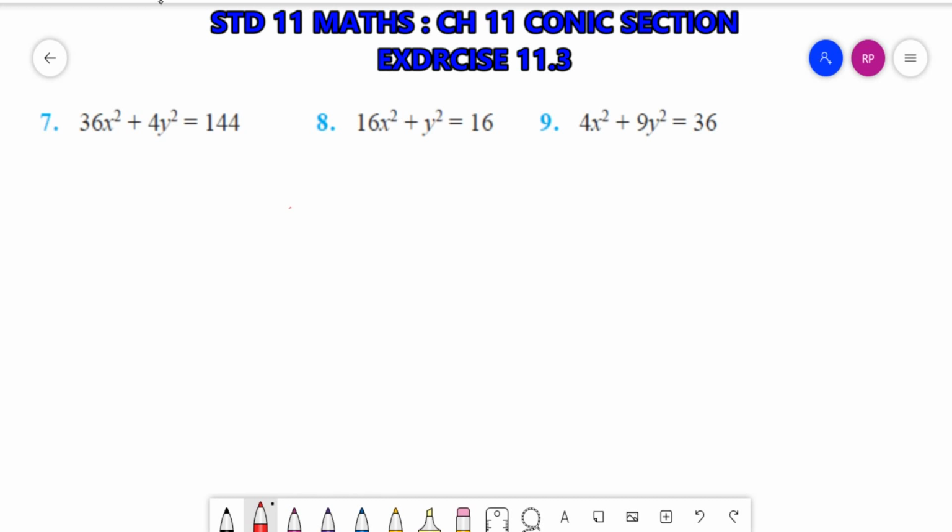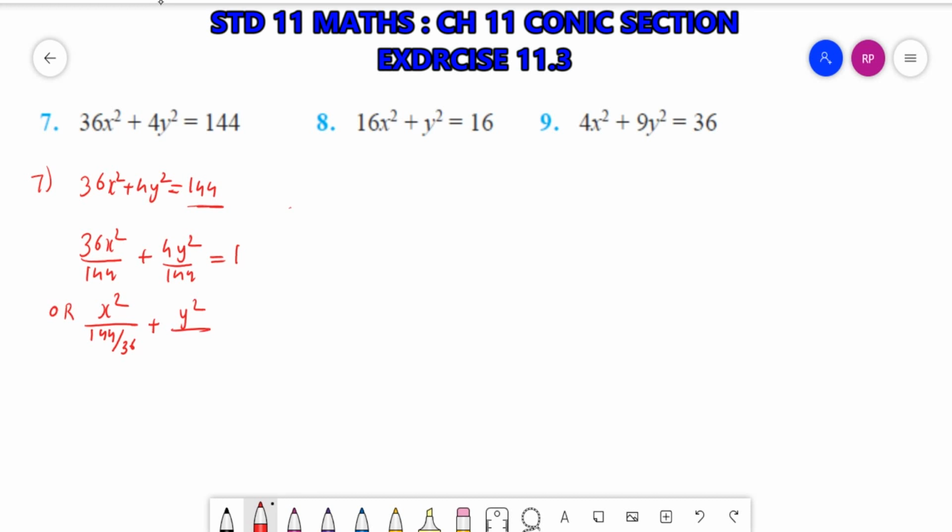Question number 7. 36x square plus 4y square is equal to 144. Now see, we have seen that the general equation of ellipse is x square by a square plus y square by b square is equal to 1. So here we want 1, so divide both sides by 144. So 36x square by 144 plus 4y square by 144 equal to 1, or x square upon 144 upon 36 plus y square upon 144 upon 4 is equal to 1.